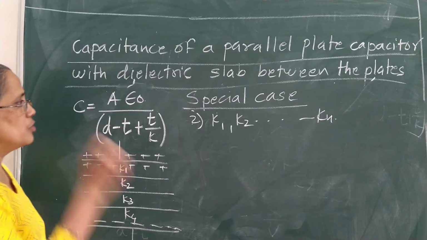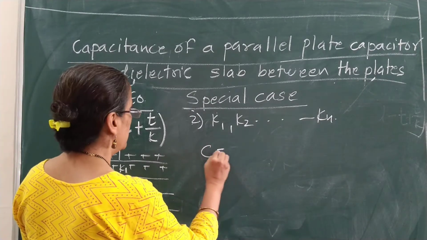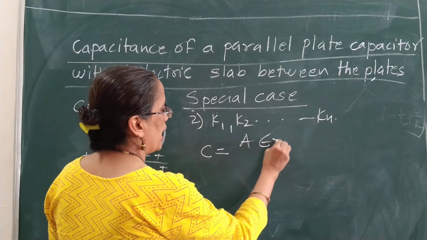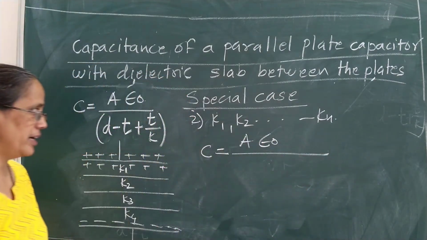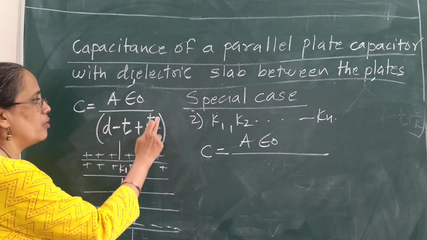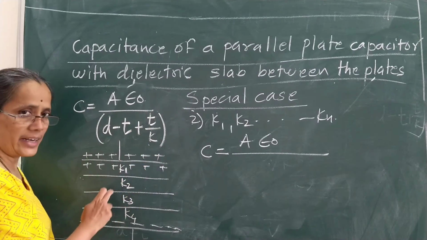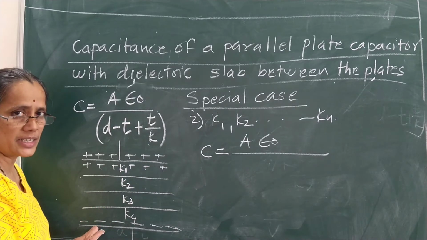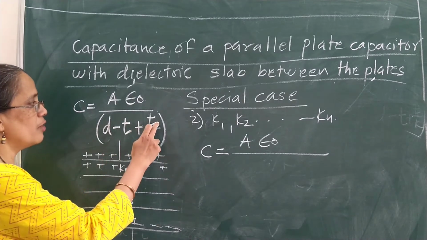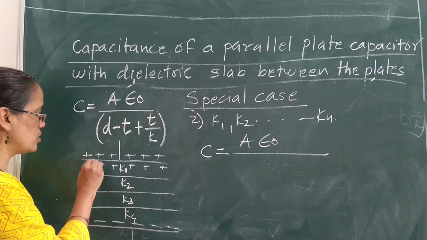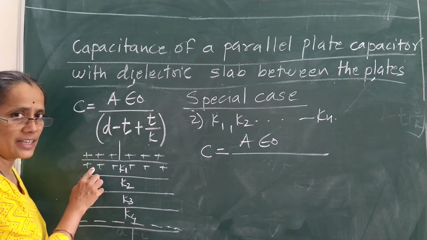So now your formula will become C is equal to A epsilon naught. Here I have written it, and the only thing that comes into the picture is that the capacitors are connected in series. So instead of T, the thickness will keep changing. So I will say that the thickness is T1.